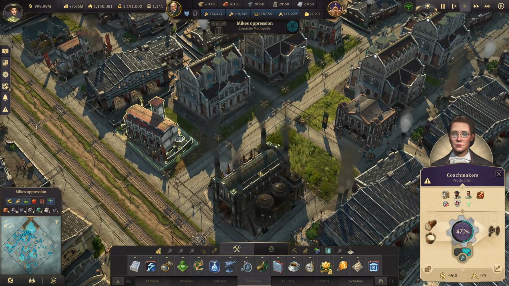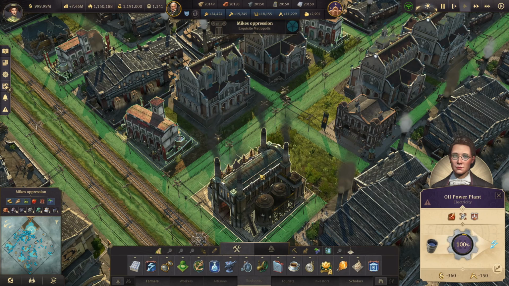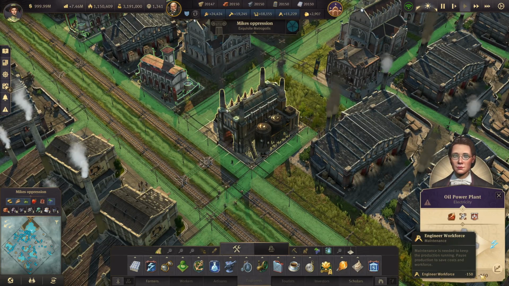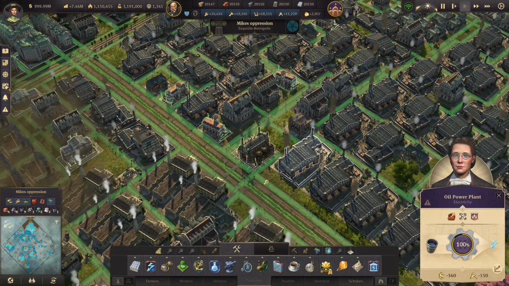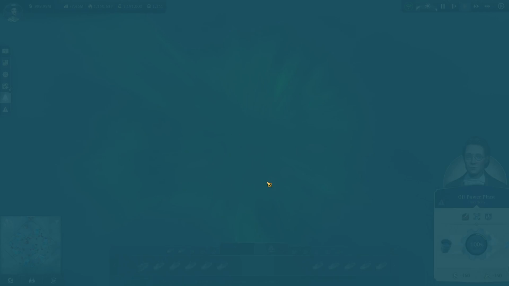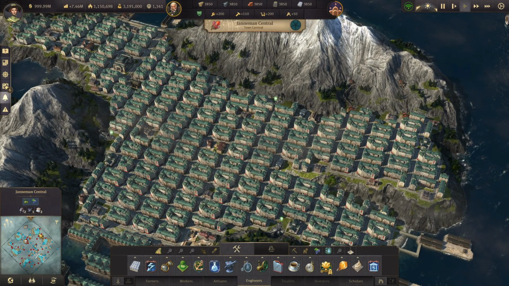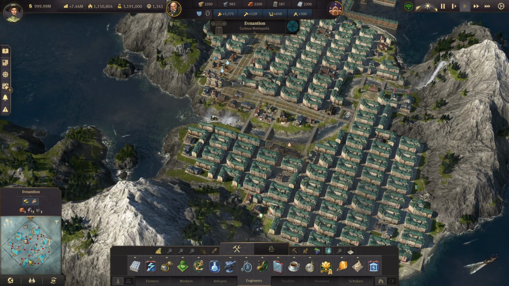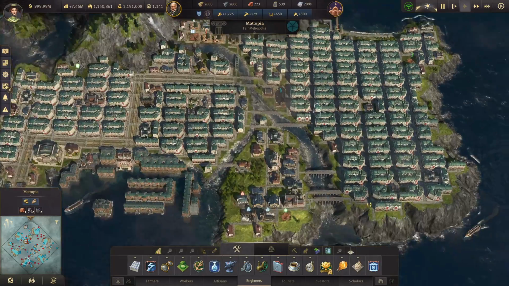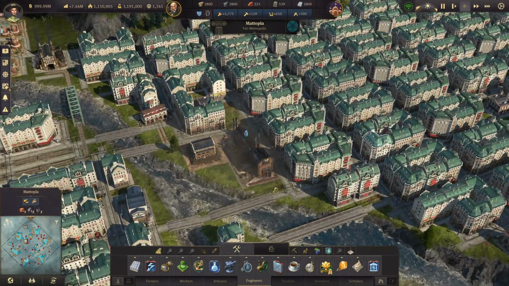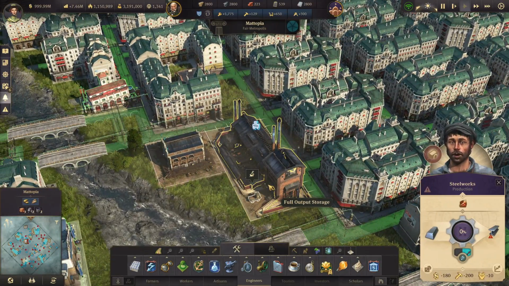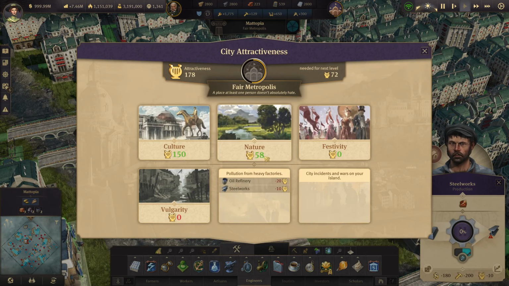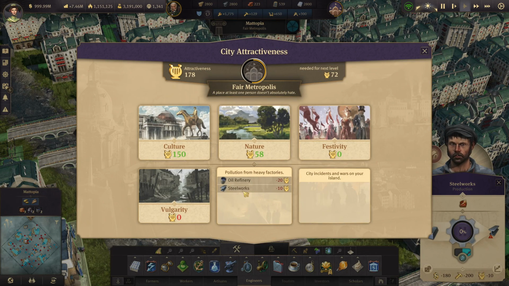Now, as you can see here, the power stations are doing a grey smoke. They aren't having a negative effect on attractiveness or pollution. If we have a look over here, on one of these islands over here. Here we go. Now, this here is the only negative attractiveness on the actual island, apart from the oil refinery here.